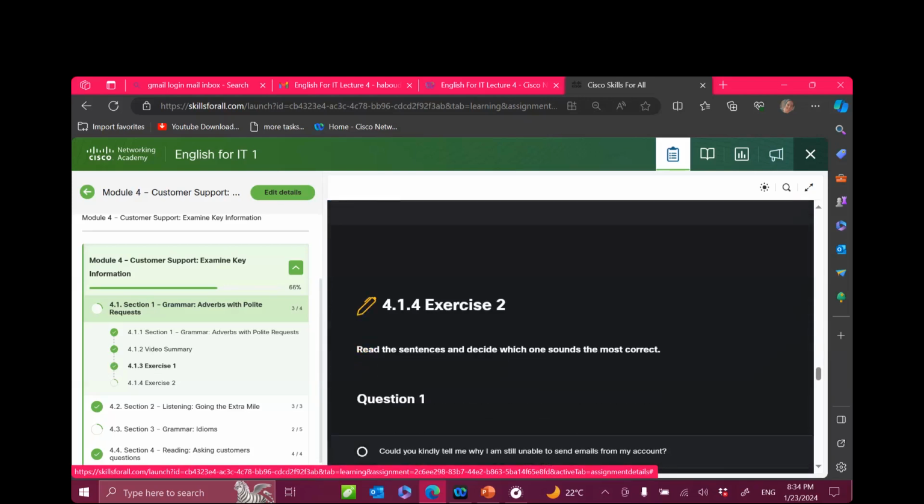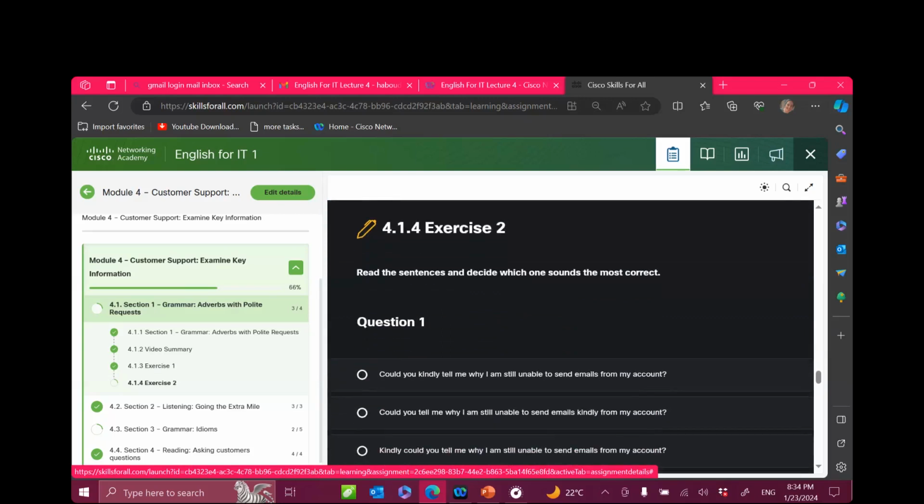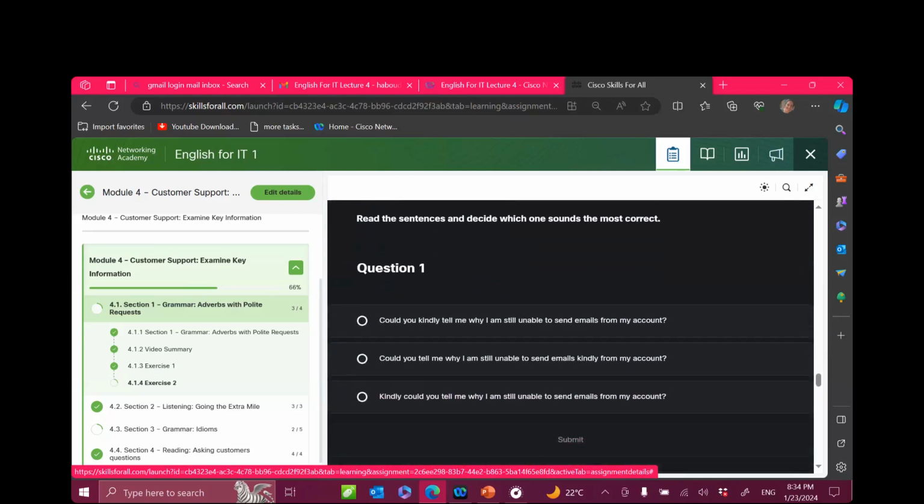Okay, exercise 2. Read the sentence and decide which one sounds the most correct. Let's see. Question number 1. Right now I have many sentences or many questions, and I will read them and you have to decide which one is the most correct one, okay? In the form itself. Okay, let me read.